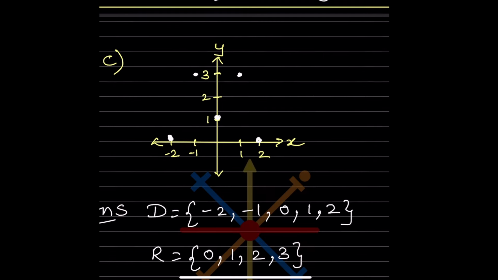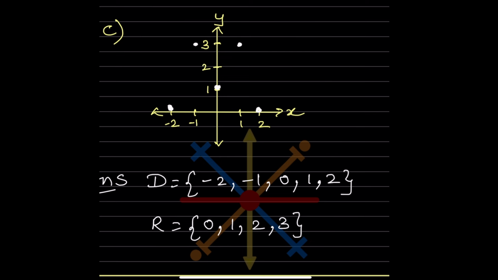Now from this one, these are the points given. So now what will be the domain from here, because this is the x-axis and this is the y-axis. On the x-axis you can see -2, -1, 0, 1 and 2. So you have to write that. And on the y you can see 0, 1, 2 and 3. So this is the range.